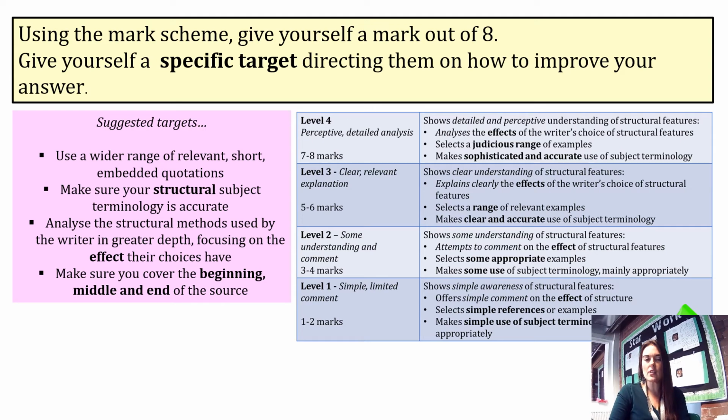Okay, so down the left hand side here, there's a few different choices that you can use, but give yourself a target. What band do you think you'd be in? Is that a level 2 response? Is it a level 4? And what do you think your targets might be?